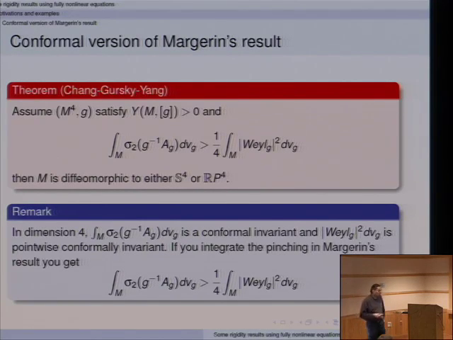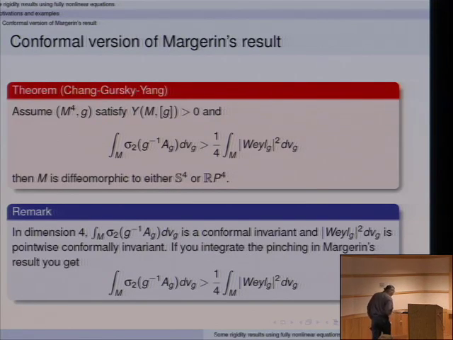And also, the Weyl square times the volume is a pointwise conformal invariant. And it appears that if you integrate the condition in Margerin's result, you obtain exactly this condition here. This is the reason why I called it a conformal version of Margerin's result. So how does the proof of this theorem run?